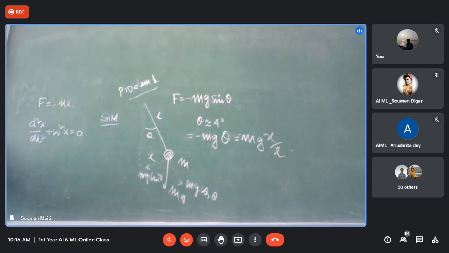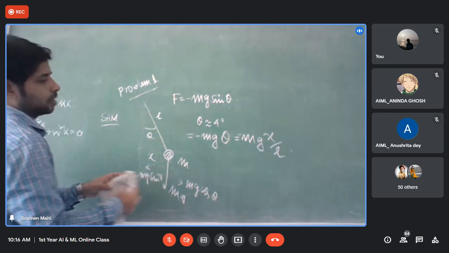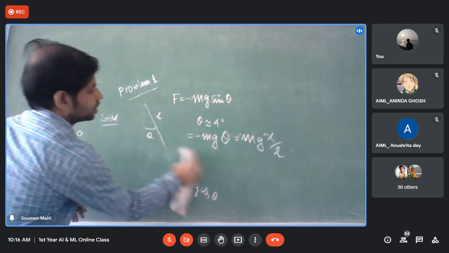Okay, you can put this one. Is it clear to everyone? I will put this one sine theta. You can put from here also. If this is theta, this is x, so this is x by l. Okay, so I am erasing all this.